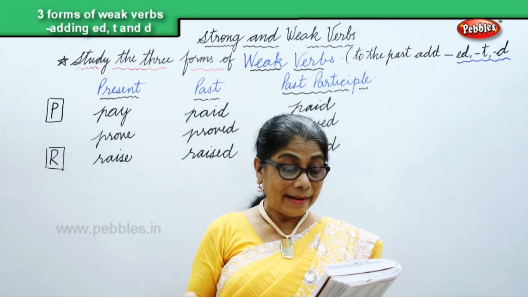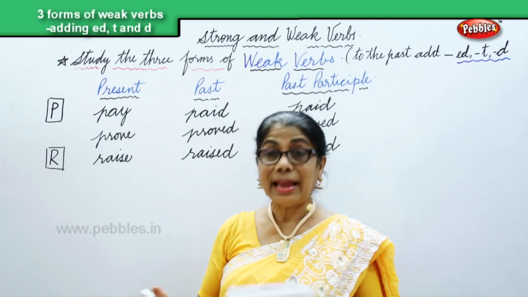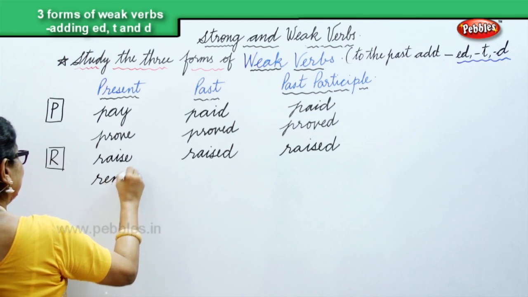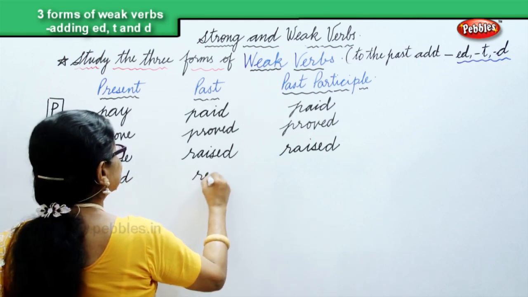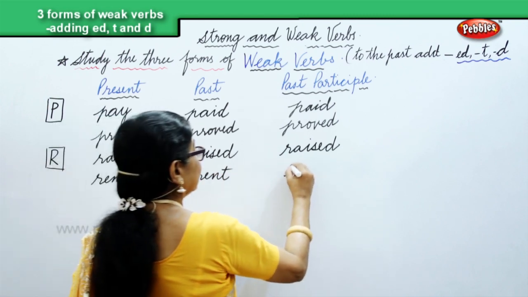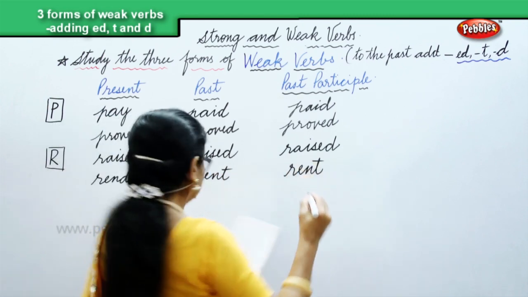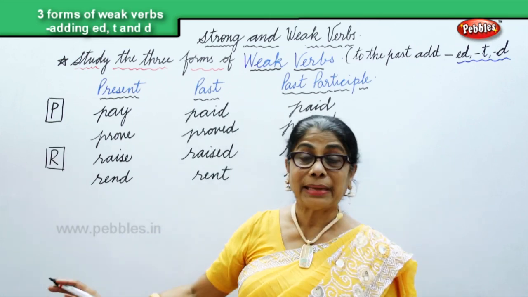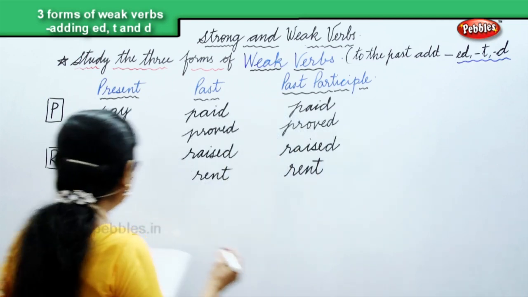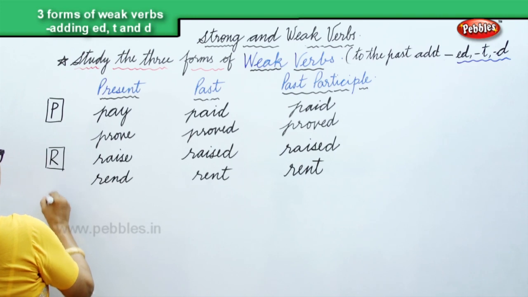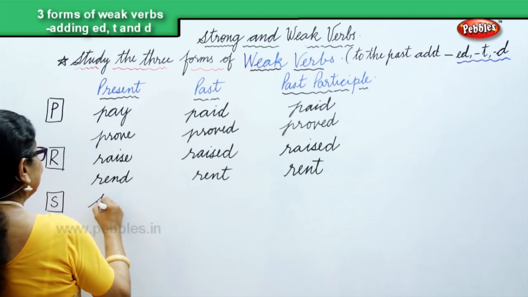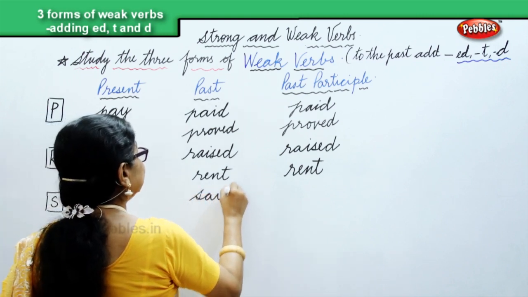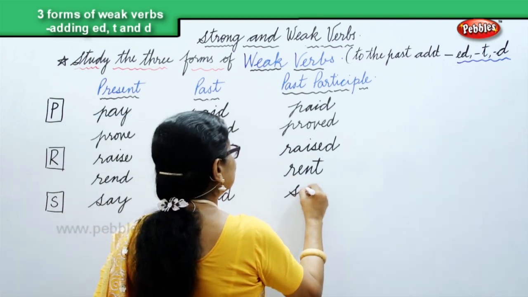Then we have rend. Rent and rend. Next we have say. You say something, present, said. Say, said. You say something, the present, past, said. Past participle also, said.